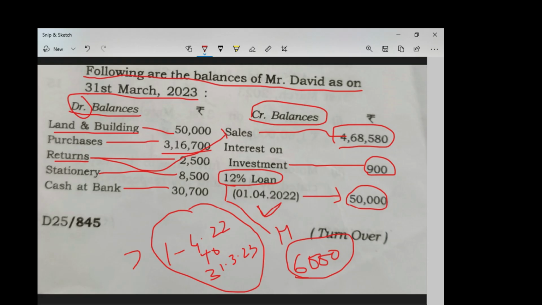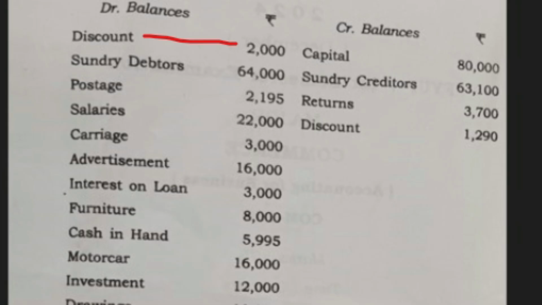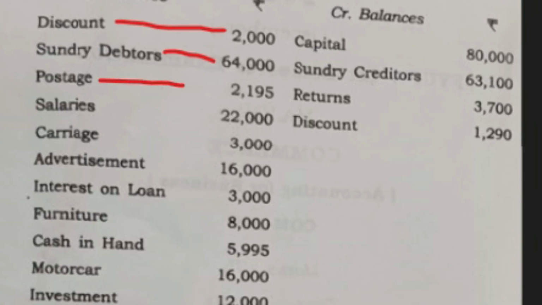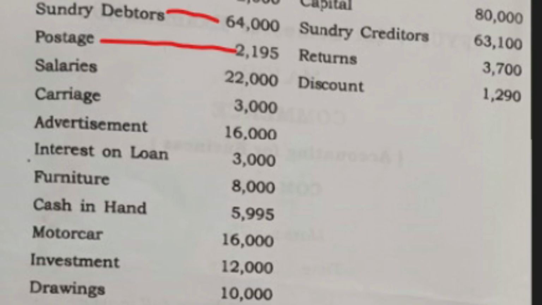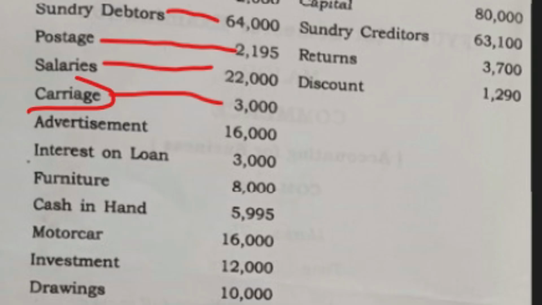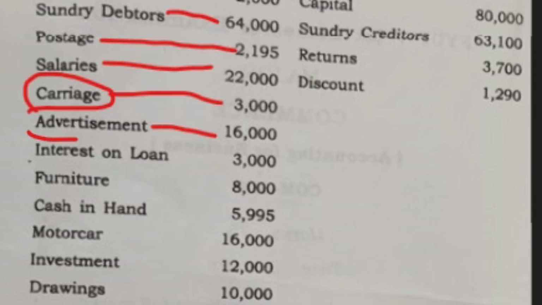Okay, so next page, on the debit side, discount 2,000, a profit and loss account item. Sundry debtors, assets. Postage, profit and loss account debit side. Since this is given on the debit side, it will appear on the debit side. Salaries, debit side of profit and loss account. Carriage on purchase is a direct expense, incurred for purchasing of goods or manufacturing or production of goods. And advertisement is a selling and distribution expense, debited to profit and loss account.